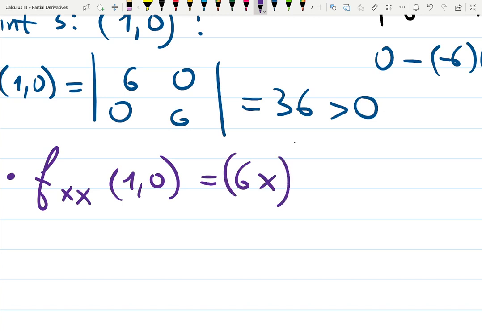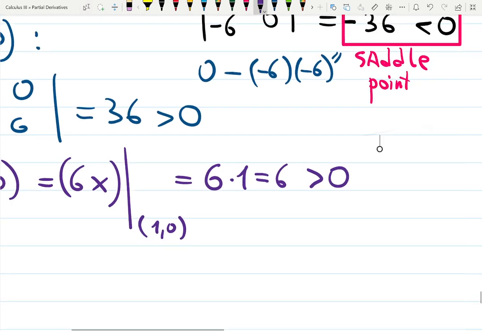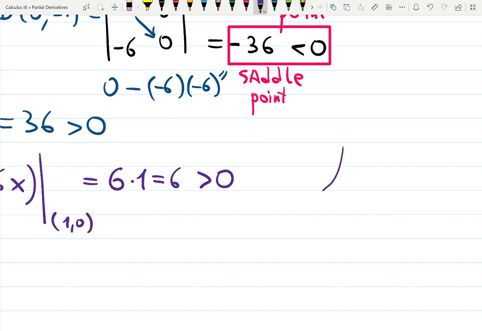6x, let me put like so, a bar at 1, 0. Bar means at 1, 0. So it's 6 times 1, which is 6. When both are positive, I don't care about the number. When both are positive, visualize a 3D cup. It's a smiling face. A 3D cup. The bottom of the cup is minimum. So it is local minimum. Or you maybe remember it's also always the other way around. Positive gives you minimum.